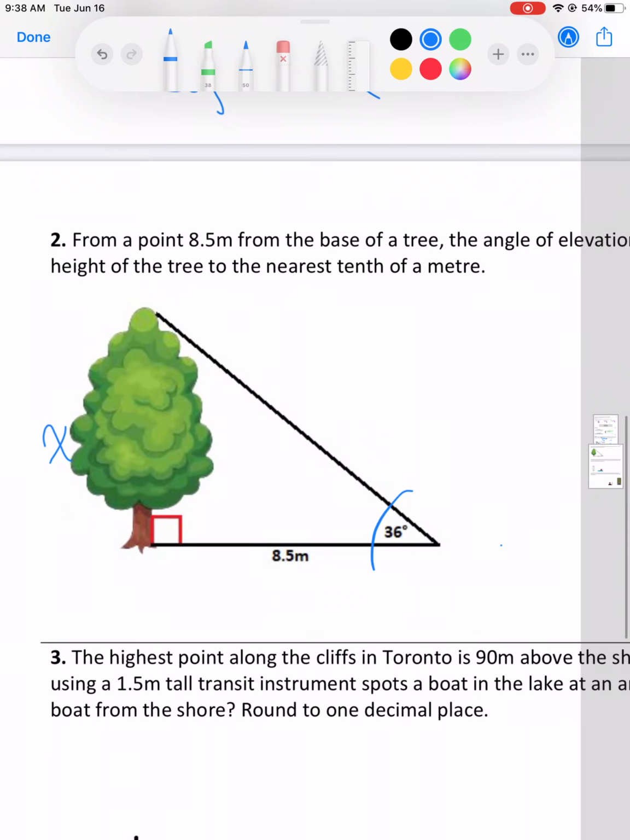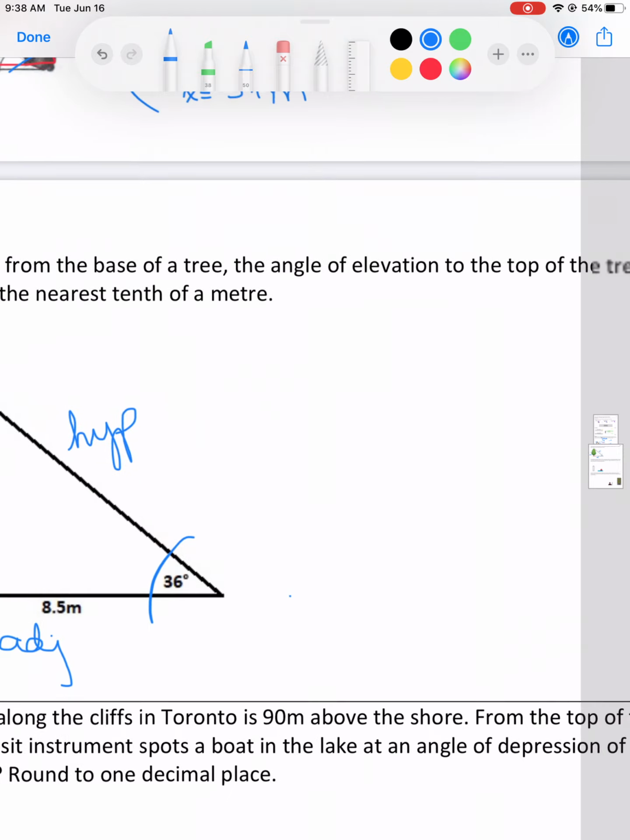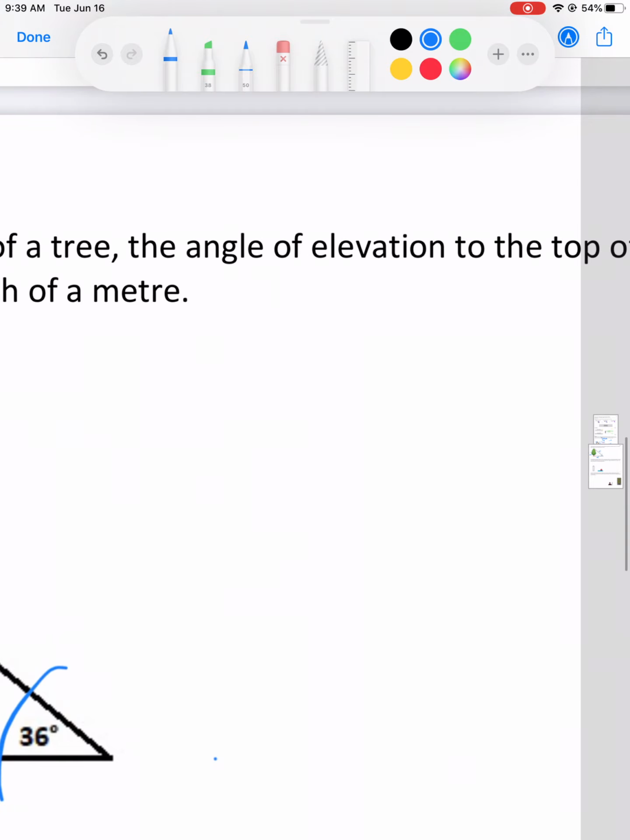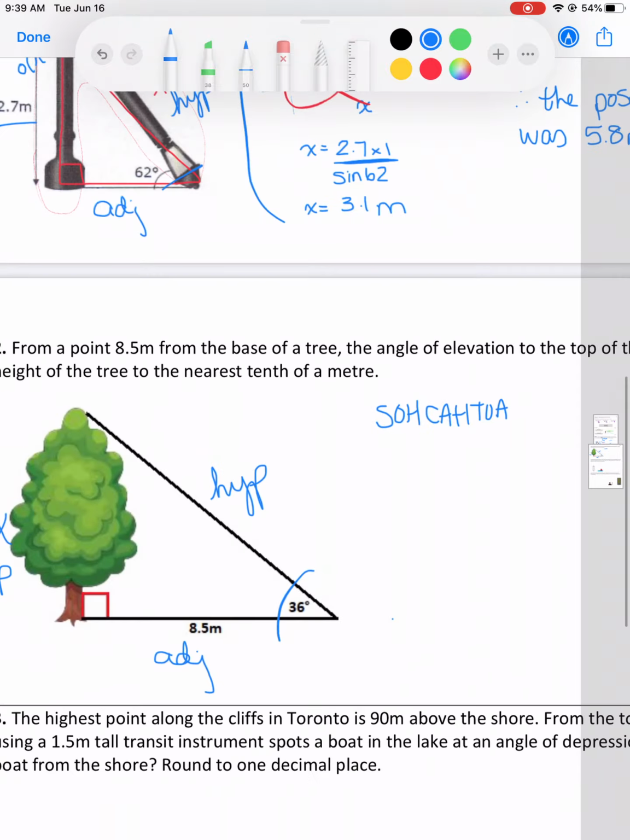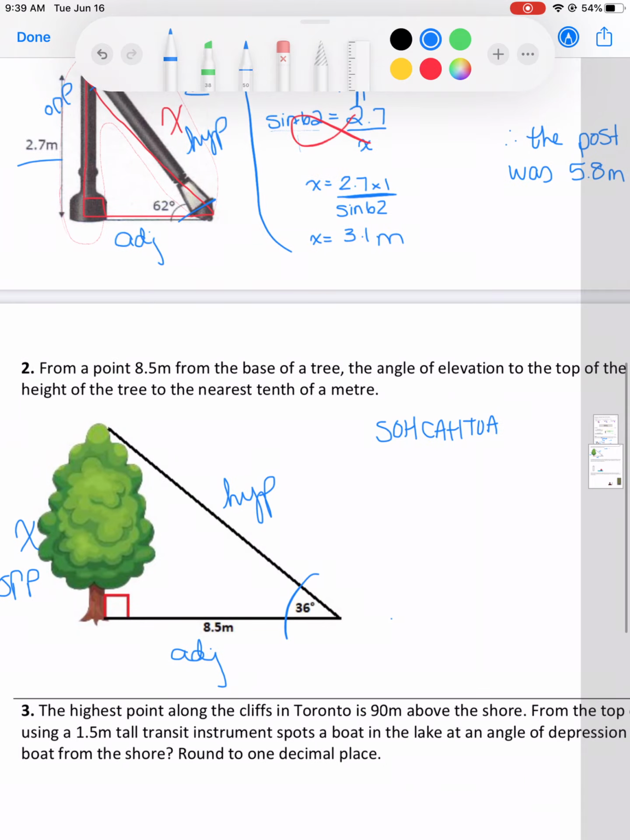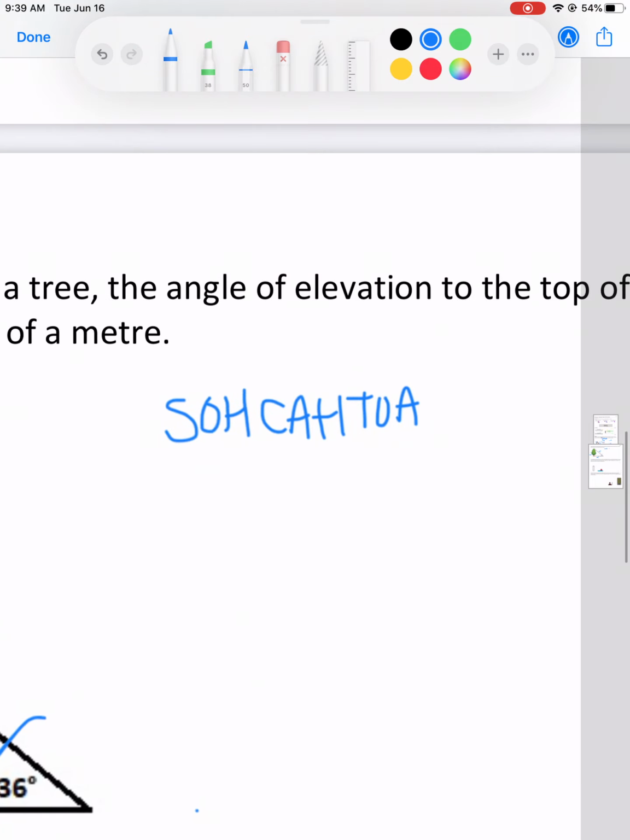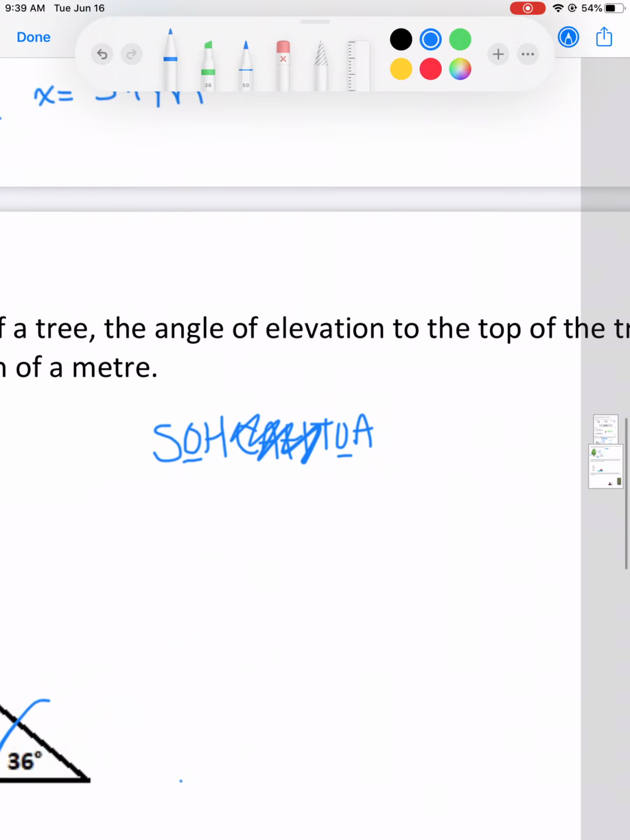Let's label. We have our adjacent. We have our opposite, and we have our hypotenuse. Let's do our SOHCAHTOA. So we need our opposite. So that means we're using either sine or tan. So see you later, cos. We also have our adjacent. That means we are using tan.